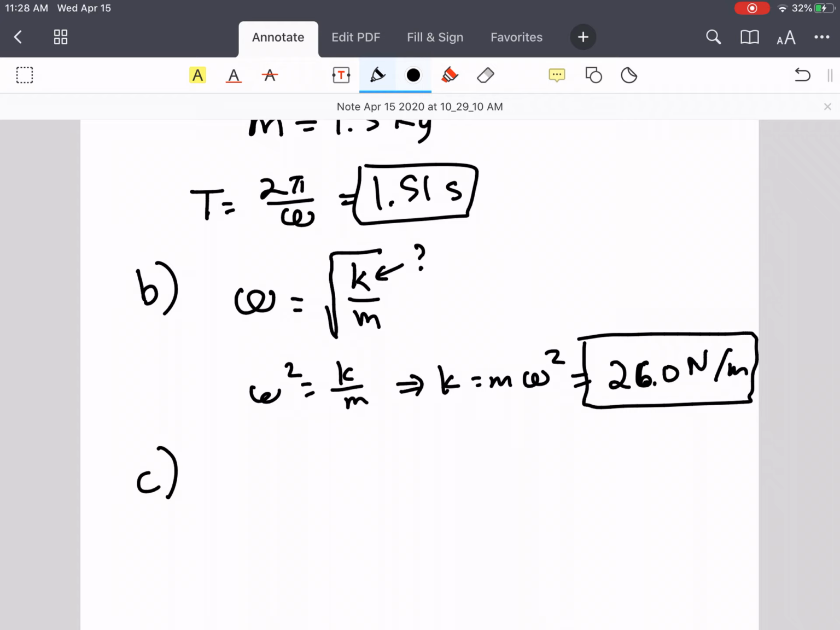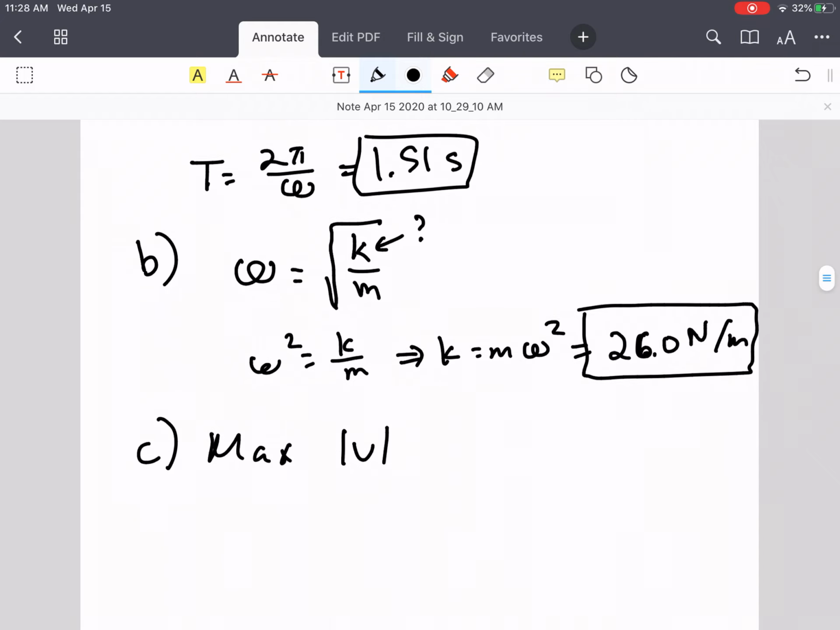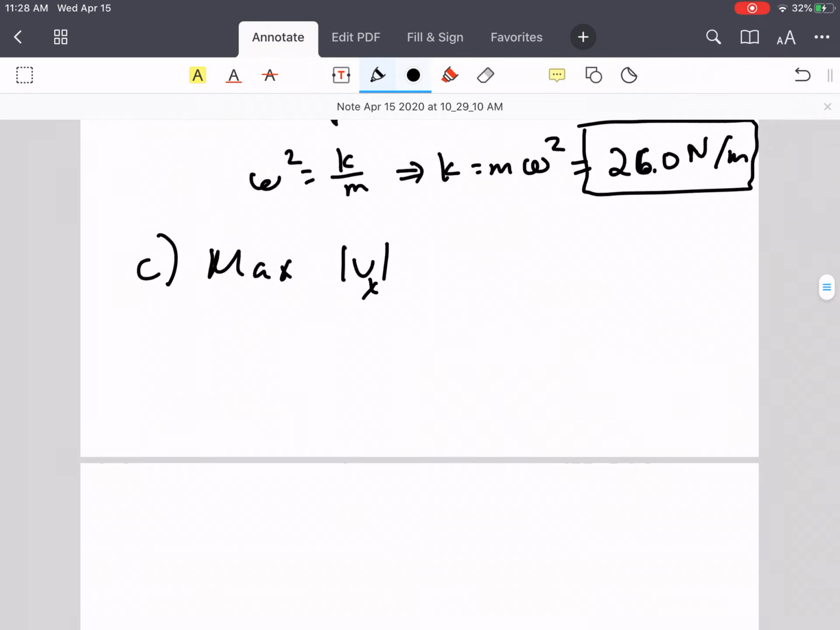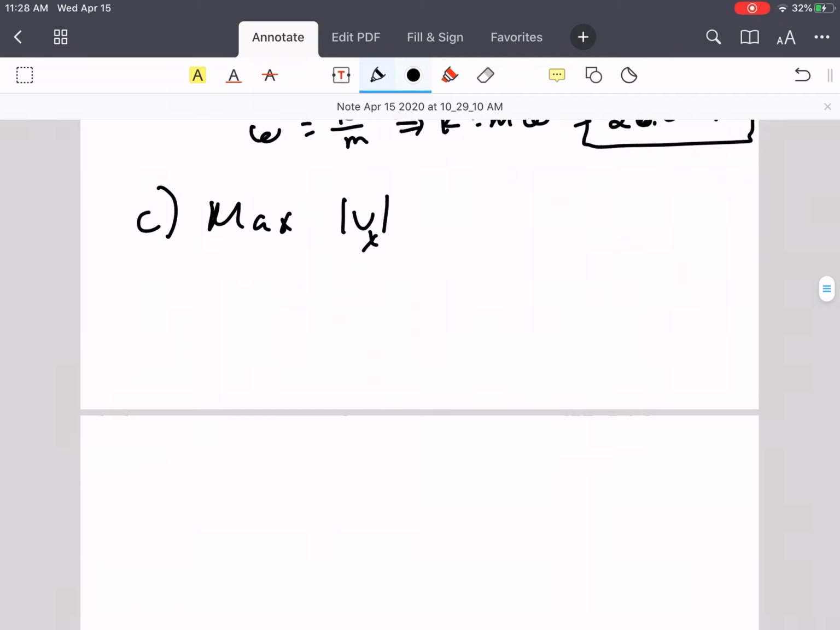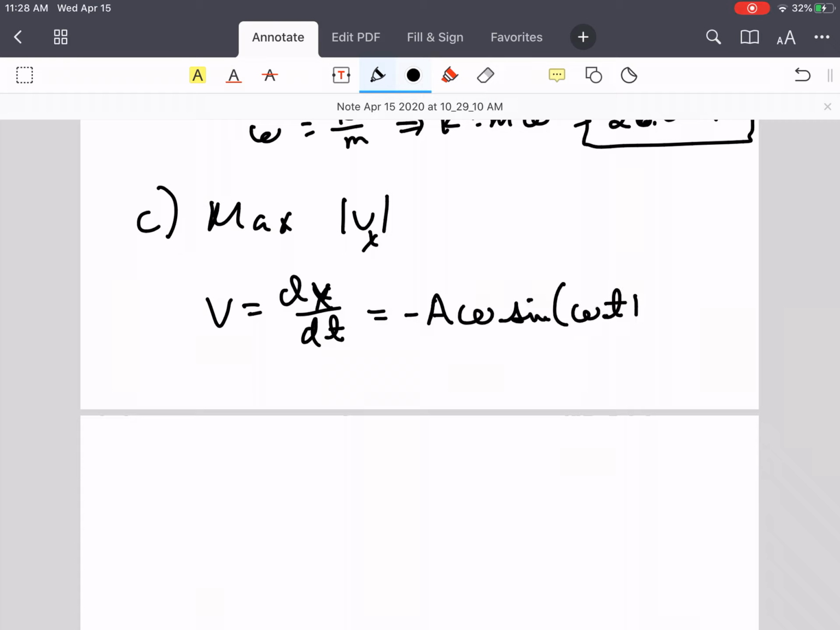Part C. What is the maximum speed? The maximum magnitude of the velocity. So I always suggest here, just let's start by solving for the velocity itself. Velocity is dx/dt, which we actually already solved on the slide. So that's just -aω sin(ωt + φ).